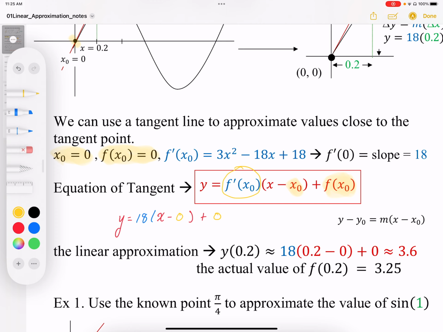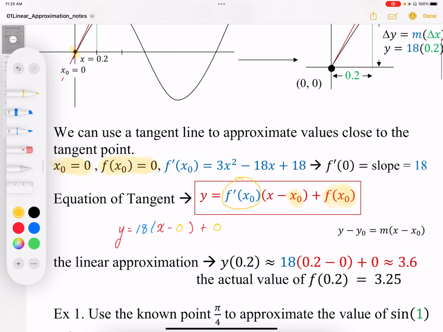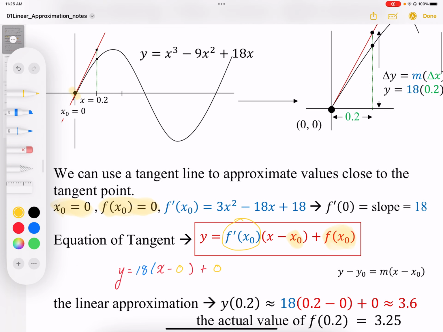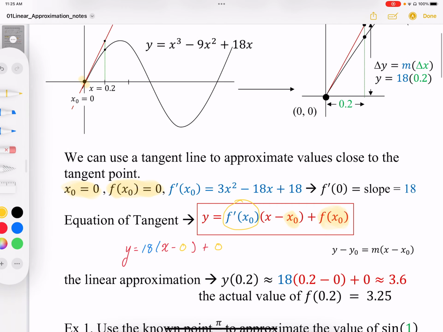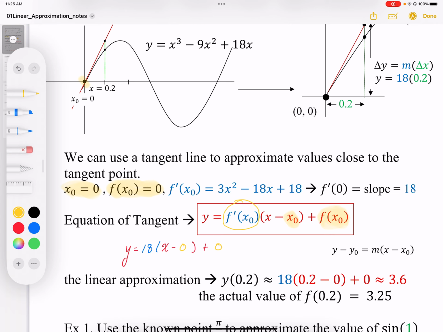Okay, so that value of 3.6 approximates the value on the actual polynomial, and the actual value on the polynomial is 3.25. And we can see that 3.6 is above the line, and we can see that the difference is approximately 0.35 is our approximate difference between the actual value and the linear approximation that we have in red.